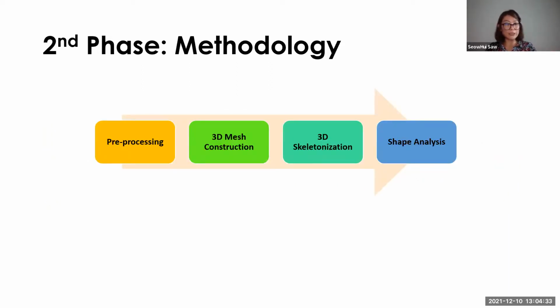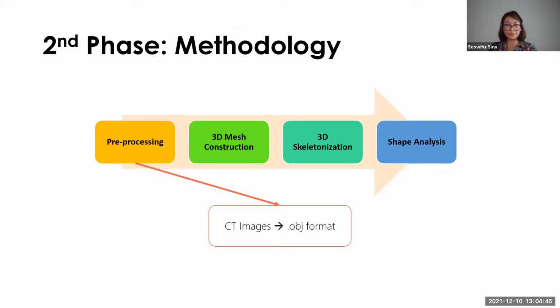Now, the methodology involved in this phase is, again, there are 4 processes, all right? The first one is pre-processing, then 3D mesh construction, 3D skeletonization, and also the shape analysis. Now, for pre-processing, we are actually using conversion software to convert the CT scan images into the format that we want to use in our program, which is OBJ format.